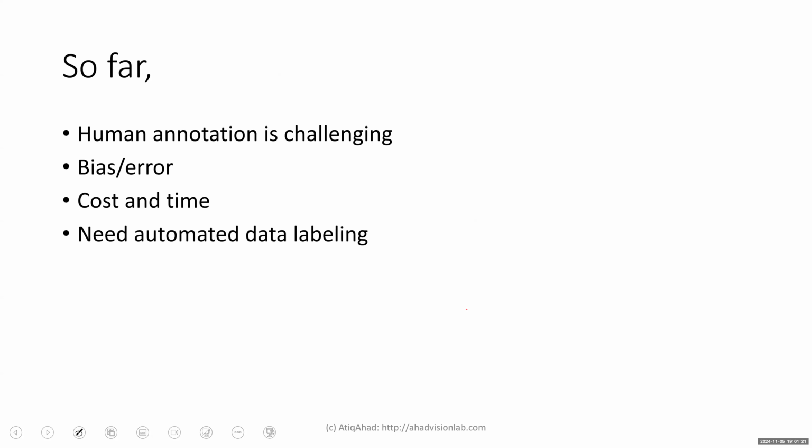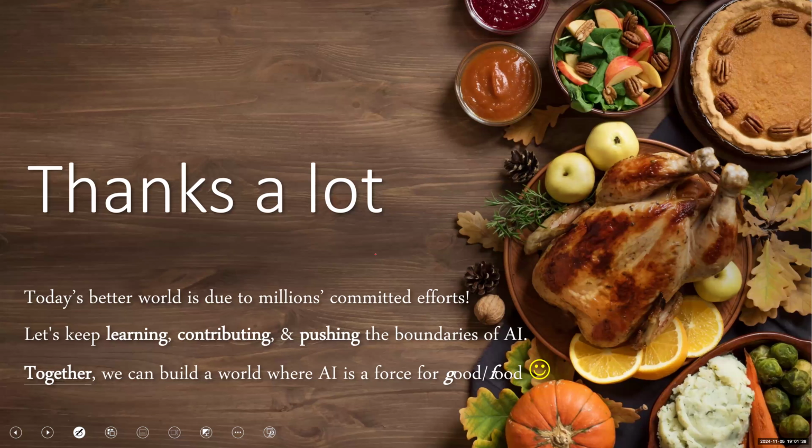So far what we have seen is that human annotation is challenging. There are bias and error issues. Cost and time are extremely important to consider for large data sets, and that's why we need to plan for automated data labeling, and we have some methods. We'll go for it, and that's why we need to work a lot.